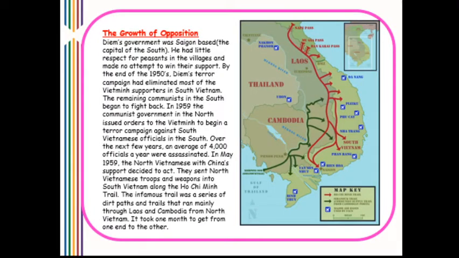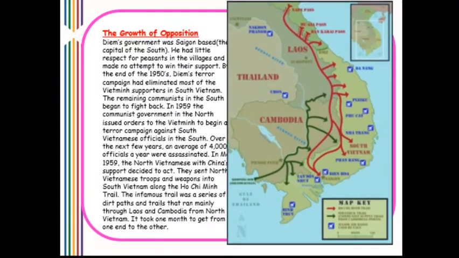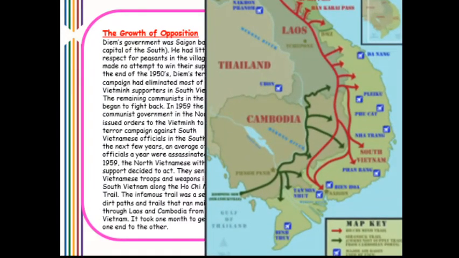So you can see the Ho Chi Minh Trail on this picture here, the one in red. The trail was infamous, really, and it was a series of dirt paths and trails that ran mainly through Laos and Cambodia, so neighbouring countries next to Vietnam, and it went from North Vietnam down into the south. It took 1 month to get from one end to the other, and that's how they got supplies into the south. So that's the trail there in red.